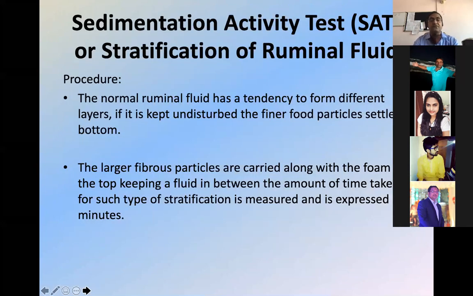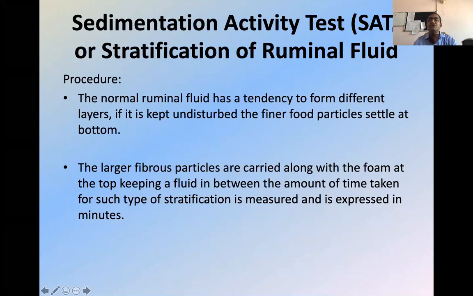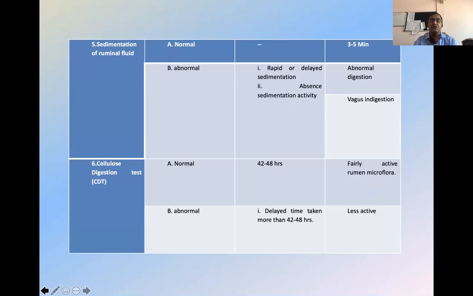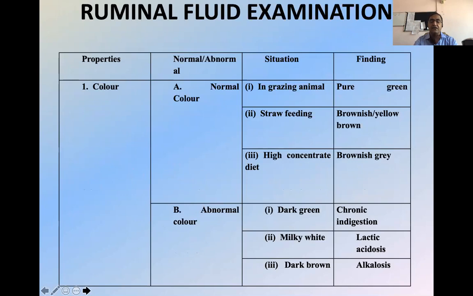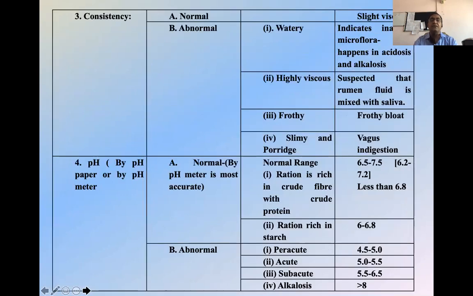In this context, for our first practical, today I will deal with only 3 practicals because it's a long list of practicals in rumen fluid examination. The very simple first test, as the name indicates, is the sedimentation activity test, or stratification of rumen fluid. It means if you collect the rumen fluid, as we have seen in the previous class, the color, the consistency, the odor of the fluid, and the pH, all you will measure as a physical examination.